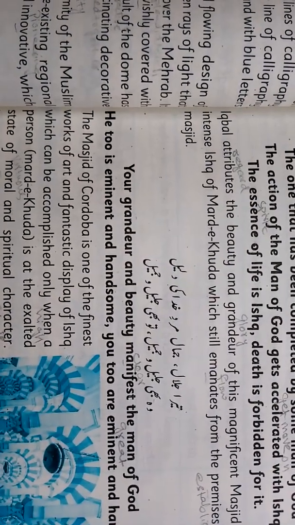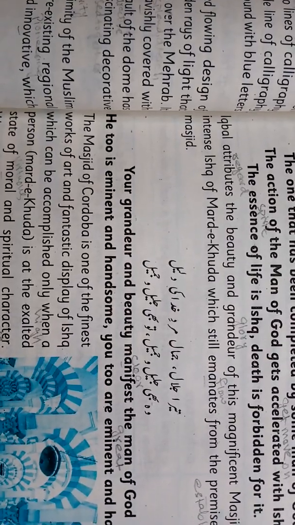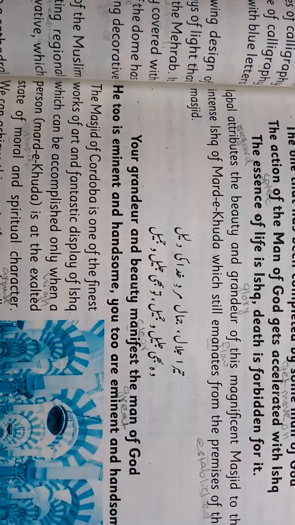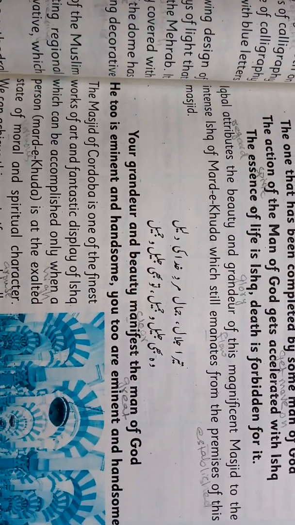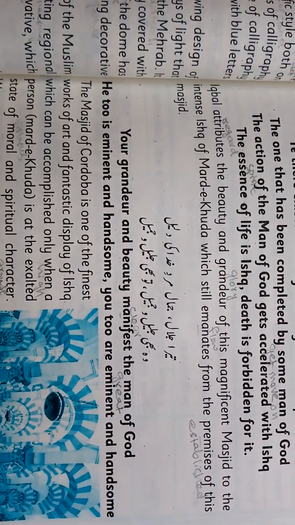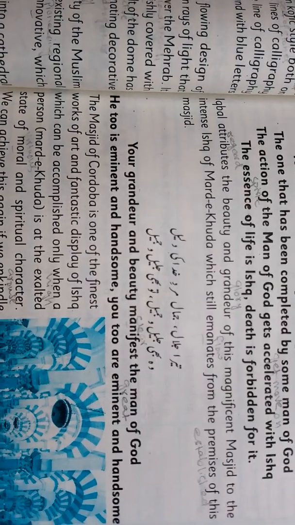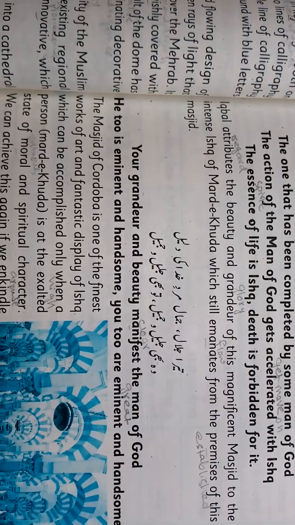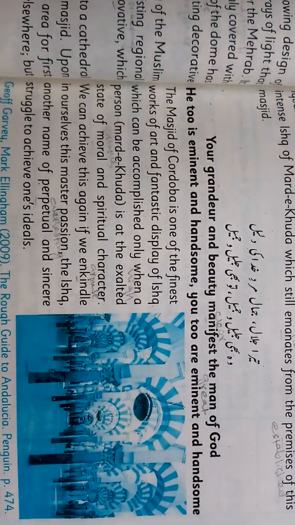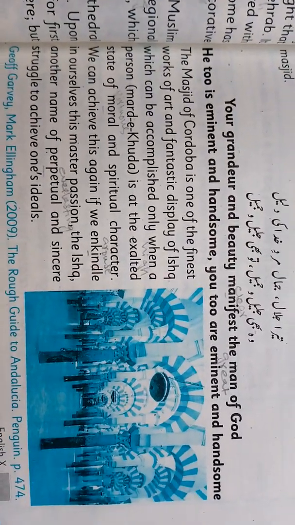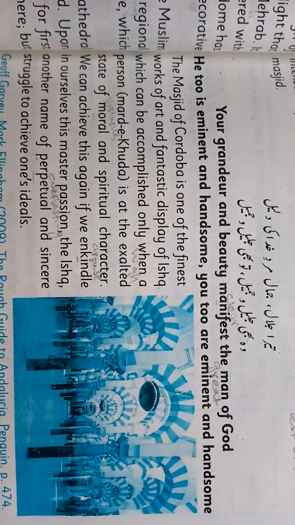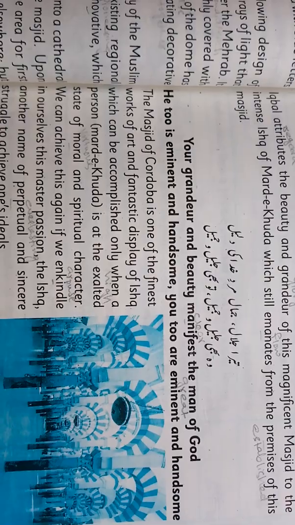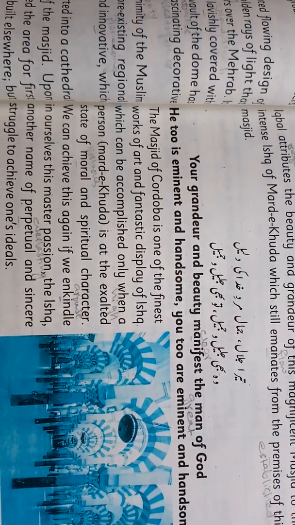Your grandeur and beauty are a manifest, meaning clear, proof of the man of God. He too is eminent and handsome, and you too are eminent and handsome. Eminent means great. So Iqbal expresses his feelings for the beauty and the glory of this beautiful mosque in these words.